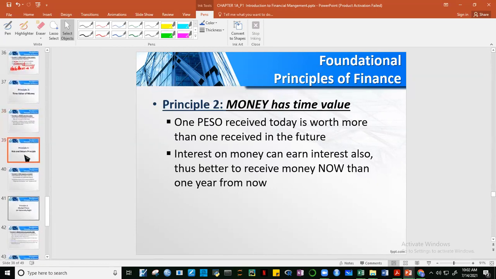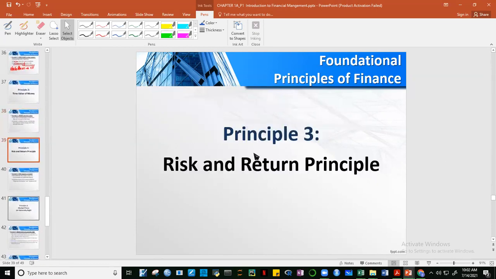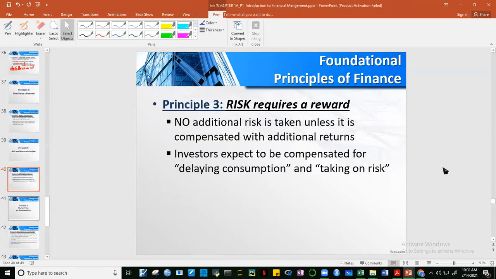Okay, principle number 3, the risk and return principle. Alam na natin to, no? Sabi natin, based on a rational investor, yung ginagamit yung isip niya, hindi siya willing na mag-take ng additional risk kung hindi siya i-compensate with additional returns. Bakit ka kukuha ng additional risk tapos hindi ka naman i-compensate doon? That doesn't look sound. That violates the basic financial principle of risk and return. Investors expect to be compensated.